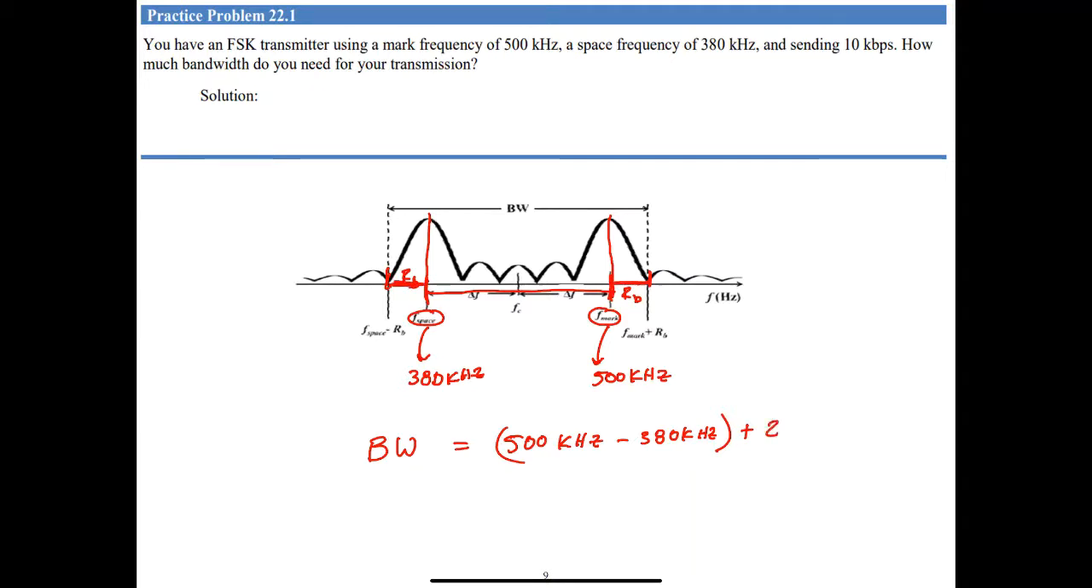So plus 2 times the bit rate, and the bit rate is 10 kilobits per second. If you do this equation, you will get 140 kilohertz. So the bandwidth needed for this type of signal, where you have two different frequencies, a lower frequency and a higher frequency, is 140 kilohertz of spectrum.